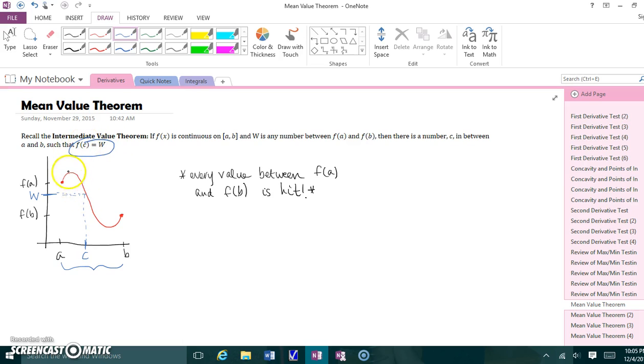Basically, the intermediate value theorem says that every single y value in between f(a) and f(b) is hit. So you could pick any y value here and there's going to be an x value that goes with it. So that's the intermediate value theorem.